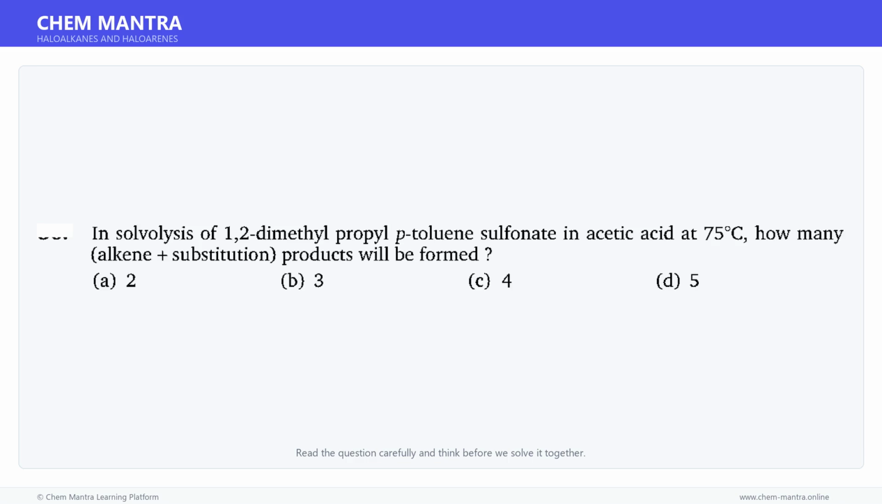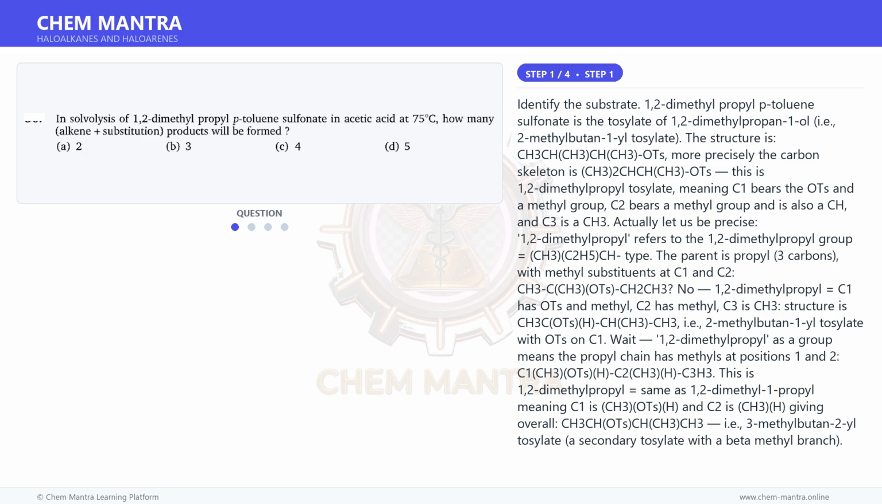Here is a question. Read it carefully and think about the answer. Let us solve it step by step. Let us begin solving this step by step. Identify the substrate.